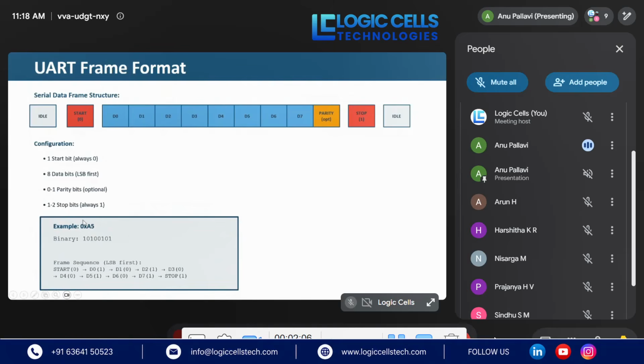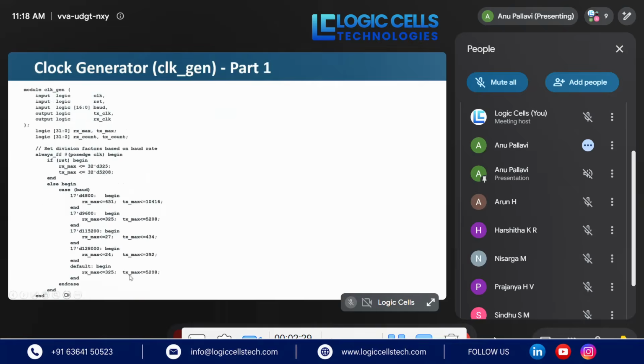For example, here I have taken hexadecimal A5. A5 in binary is 10100101. UART transmits the LSB first, so we don't transmit this binary value from left to right. The first data bit is D0, which is one, and including the start bit 0, it is 0 1010. It will transmit one bit at a time.